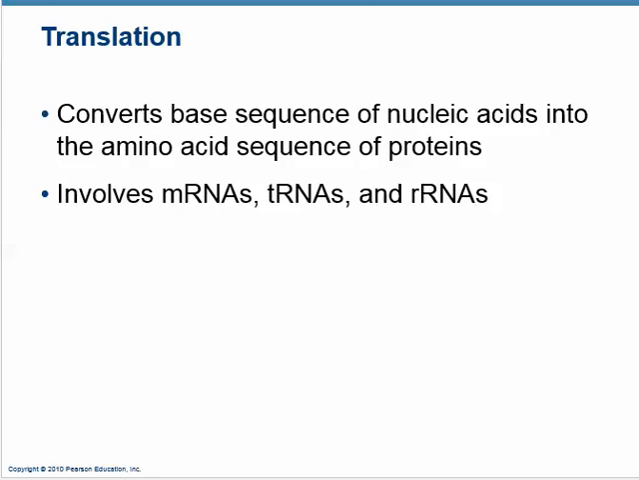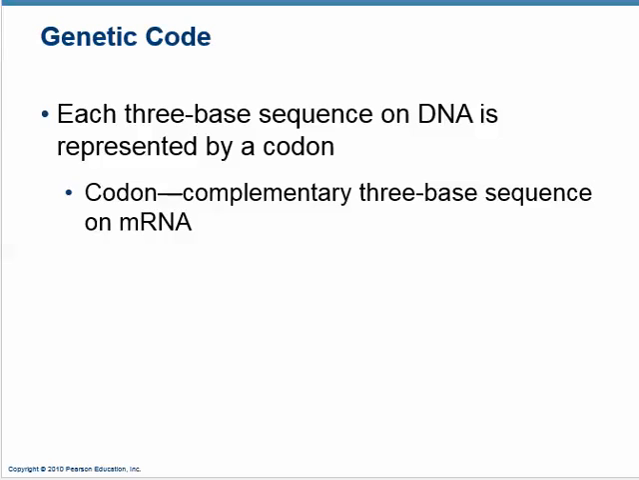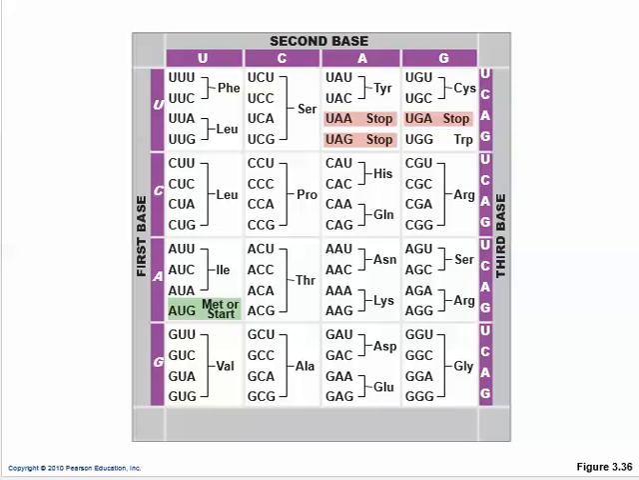So translation is converting the sequence of nucleic acids, so the codons on the messenger RNA, into a sequence of amino acids in the protein. So each triplet on the DNA, three-base sequence of the DNA, is represented by a codon on the messenger RNA. And each codon codes for a specific amino acid.